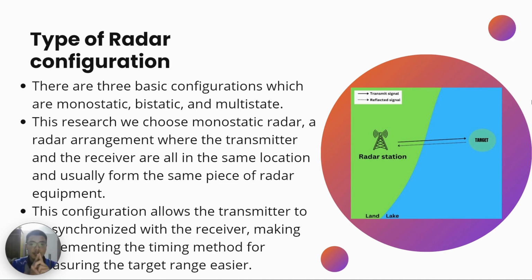That one radar will transmit to the target, and after the signal has been reflected at the target, it will be received back by the same radar that transmitted it. The last point is that this configuration allows the transmitter to be synchronized with the receiver, making it easier to implement the timing method for measuring the target range.